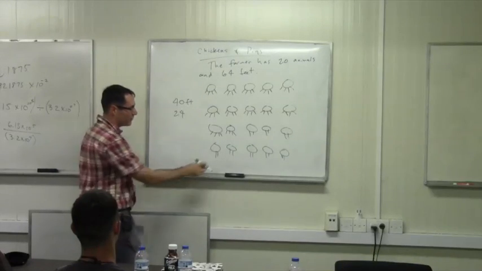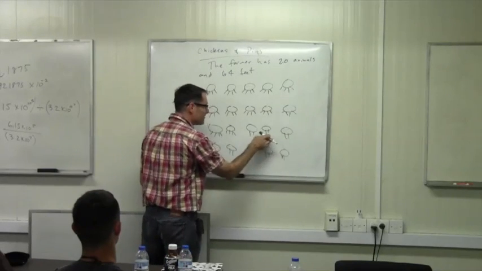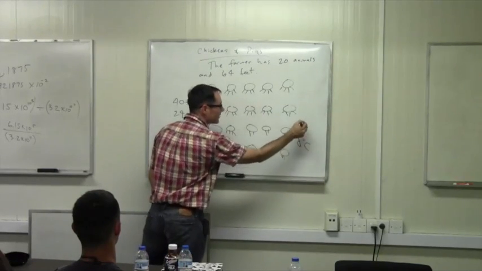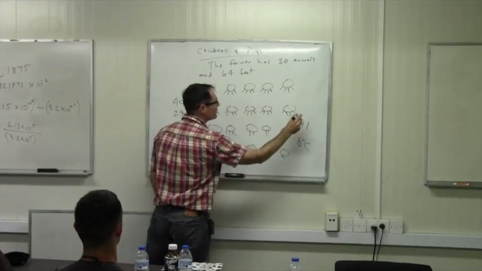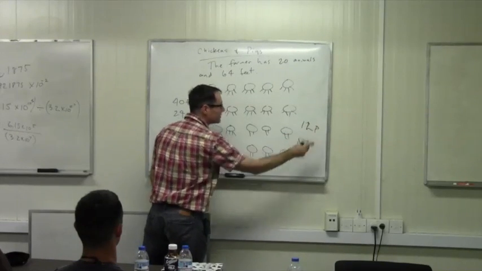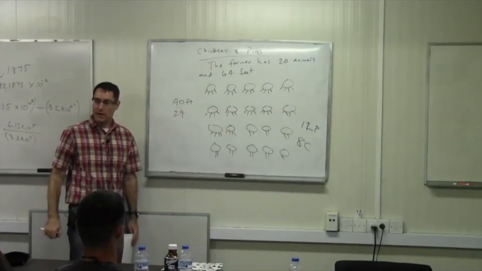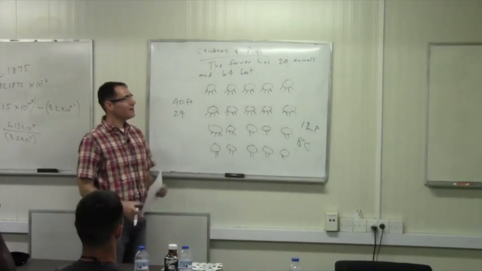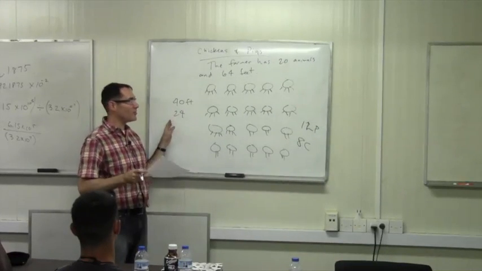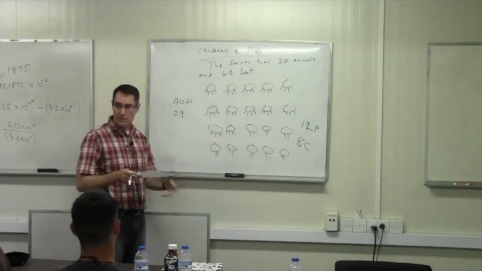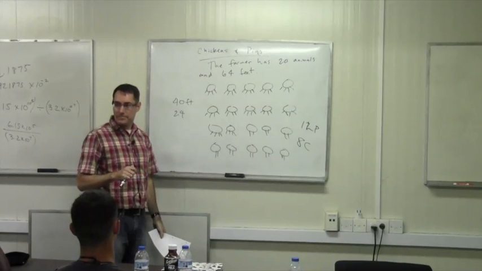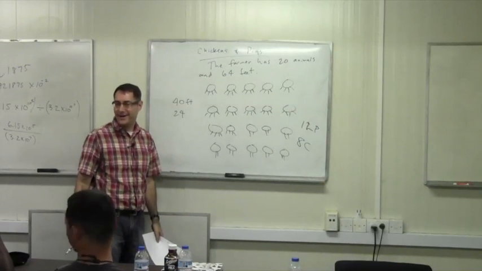How many chickens are there? 1, 2, 3, 4, 5, 6, 7, 8. 8 chickens. The rest, how many did we say? 12. 12 pigs. That wasn't that hard, right? It's pretty easy to do if you thought of it that way. You drew a picture and you did it. Uh-oh. What's wrong?